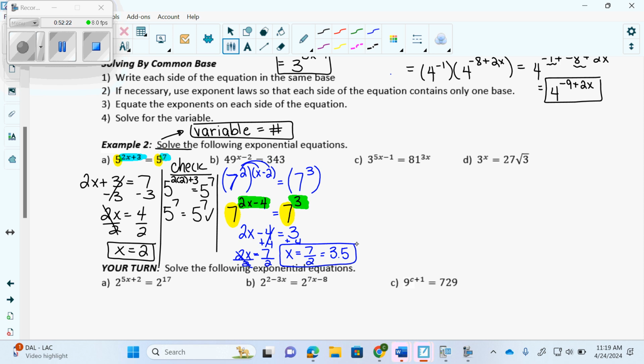I didn't round anything, correct? If I had a fraction that I'd have to round the decimal, like 1/3, and I go, oh, 1/3 is equal to 0.3, no, it's not. So if you have a non-terminating decimal, you have to write it as a fraction. But if it terminates, 3.5 is fine. So let's check it. We're going to go 49 to the 3.5 minus 2 equals 343. And we have 49 to the 1.5 equals 343. And then 343 equals 343, and I'm happy.